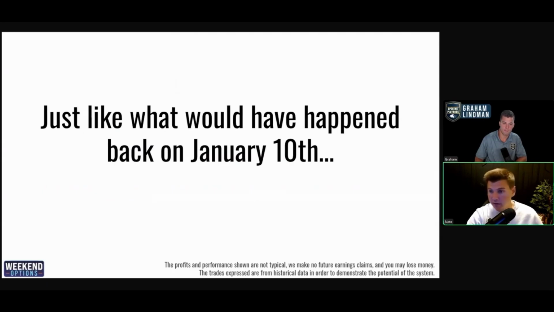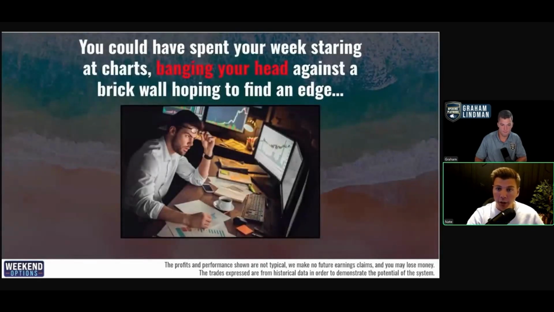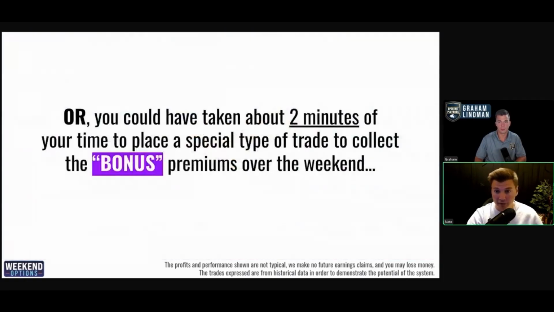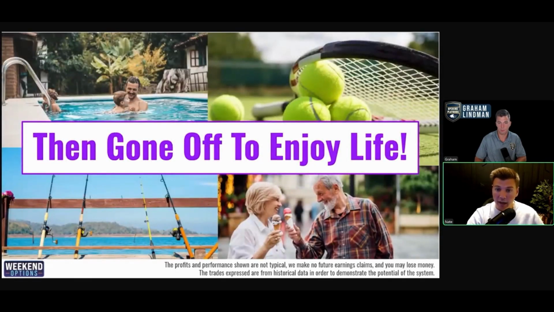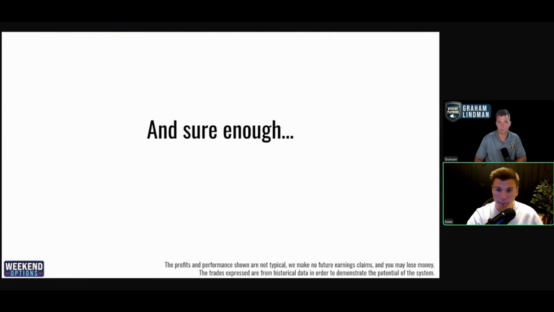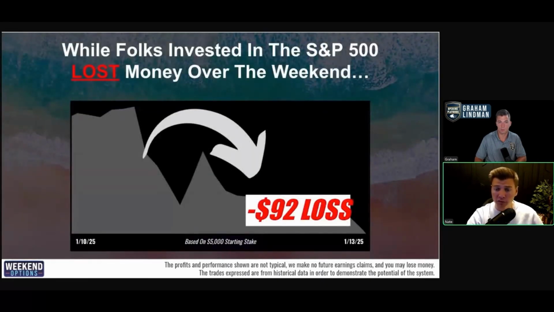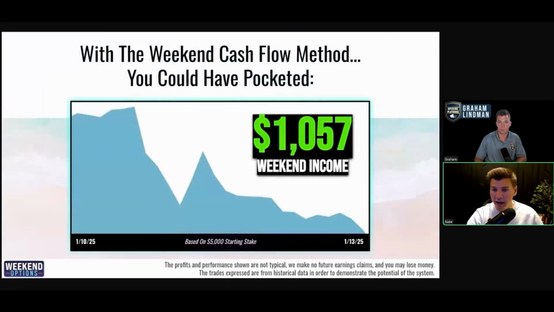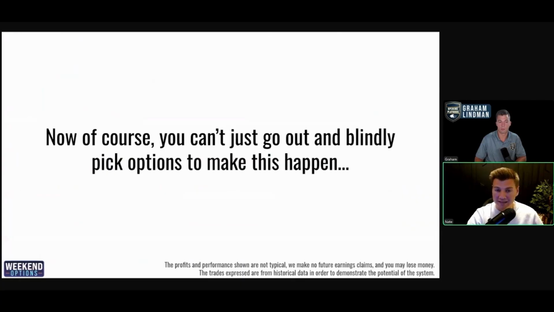Just like January 10th, the very next weekend from where we left off, you could have spent your week staring at charts, banging your head against a brick wall, trying to find an edge, figure out what's going to happen over the weekend. Or you could have taken 2 minutes, placed the trade, gone for those bonus weekends over the weekend on Friday, and then got off and hopefully actually enjoyed your weekend instead of panicking about your open positions. And sure enough, while most folks lost money that particular weekend as the S&P went down, the weekend cash flow method would have pocketed another $1,057 winner over that same exact weekend.